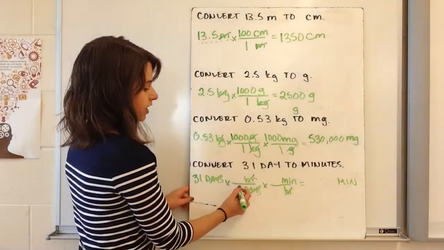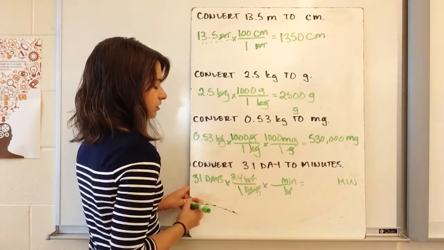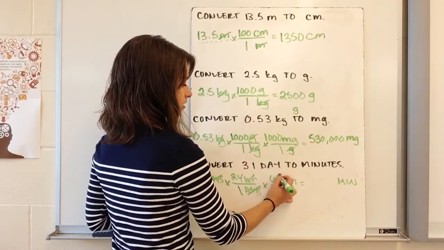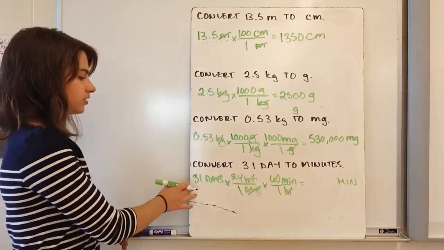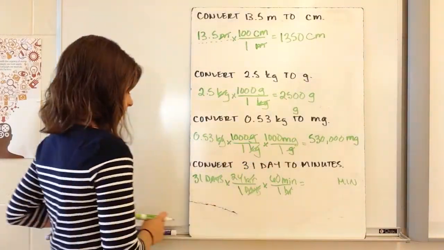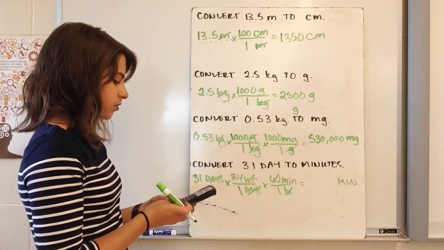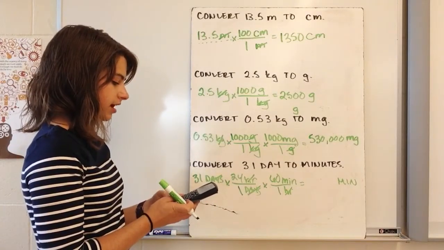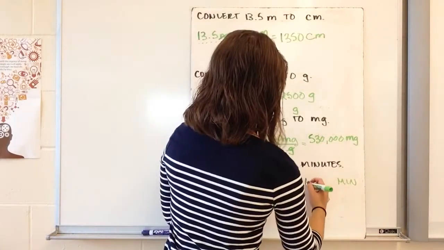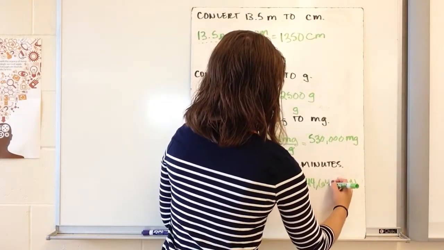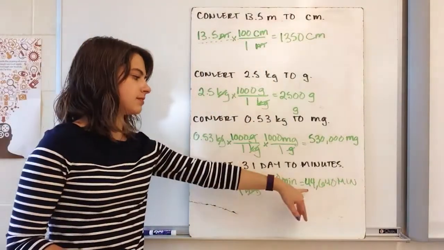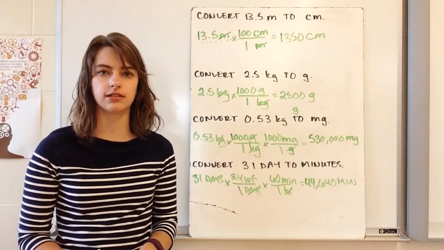So I know that in one day there are 24 hours. And I know that in 1 hour there are 60 minutes. So I'm going to do 31 times 24 times 60 divided by 1 times 1. So if I do 31 times 24 times 60 divided by 1, I get 44,640 minutes. So if I have 31 days, I have the same thing as 44,640 minutes.